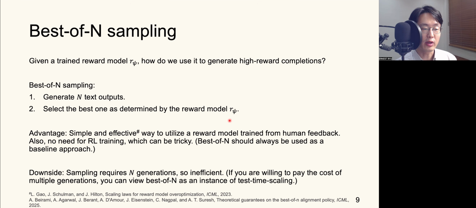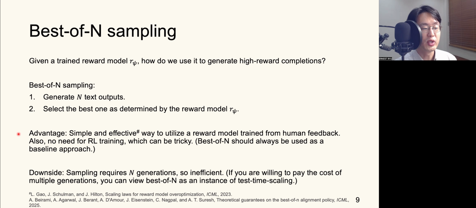Because if the reward model is indeed a good reward model that captures our abstract goals that we want the language model generation to adhere to sufficiently well, then we can generate a bunch of outputs, and we should be able to reliably use the reward model to judge which one is the best one. Now, this best of n sampling is actually not a bad idea. It has some good advantages. It's very simple and it's very effective in utilizing the reward model trained from human feedback.